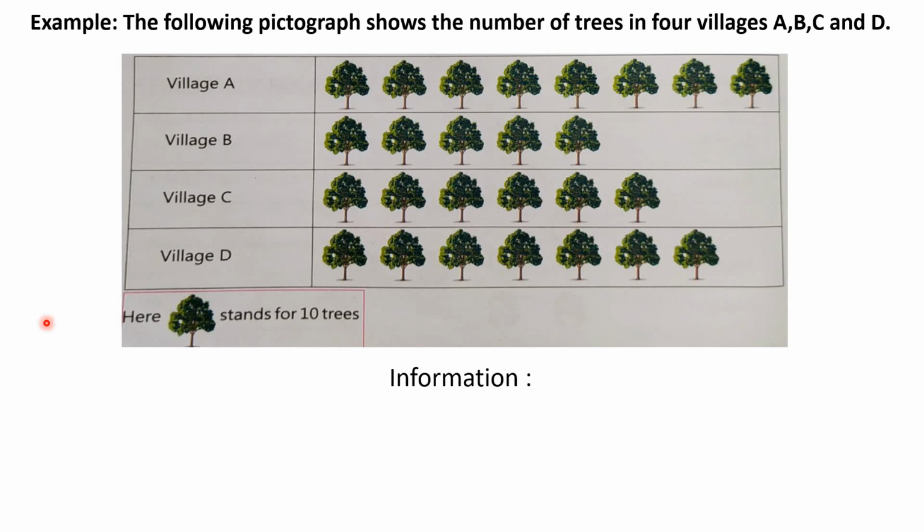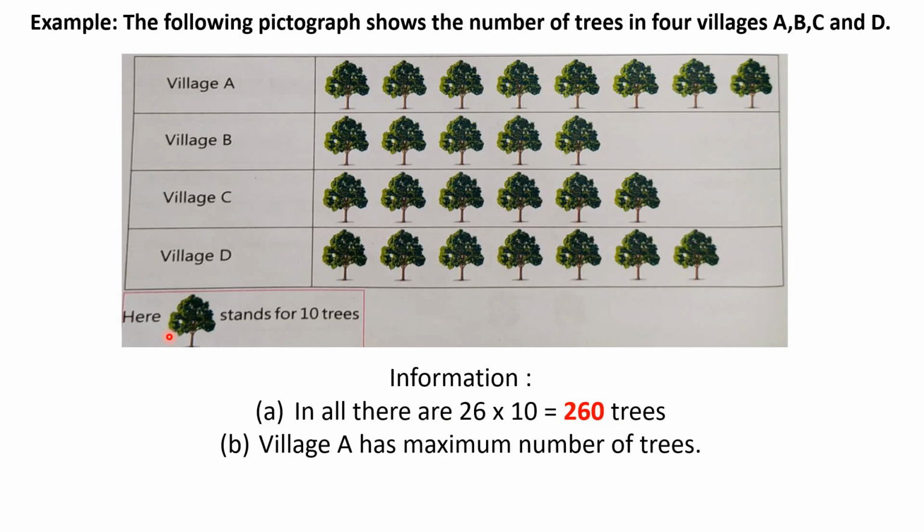In this we will do a multiplication. For example, there are 26 into 10 trees. Why 26 in villages A, B, C and D? If you count all these trees here, there are 26 trees. But what they have said is one tree stands for 10 trees. That is why we will multiply by 10. And we get a total number of 260 trees.